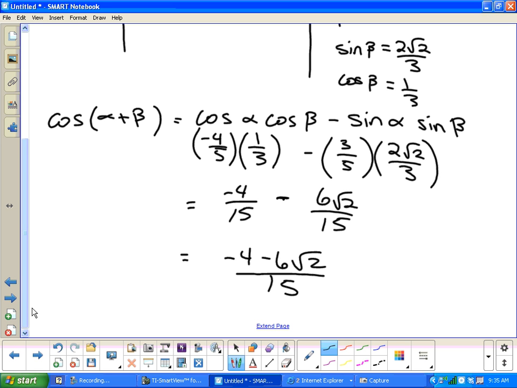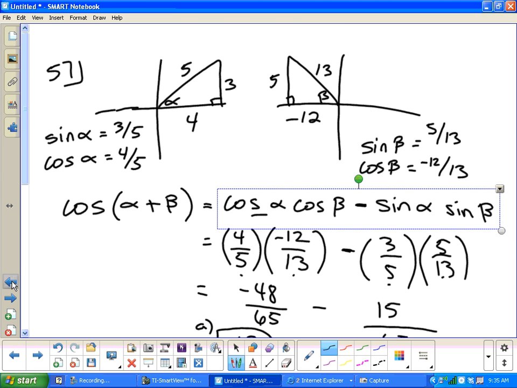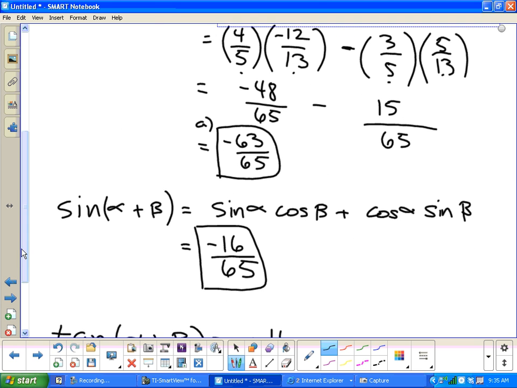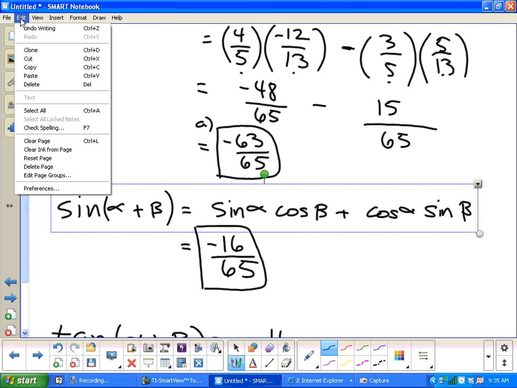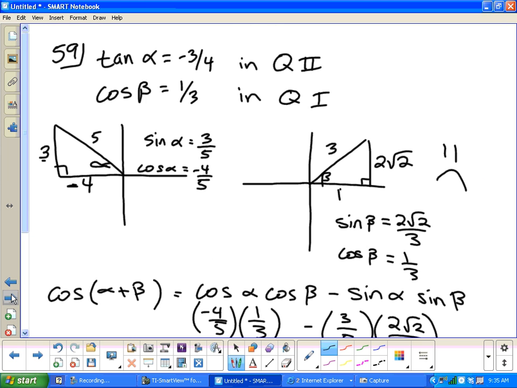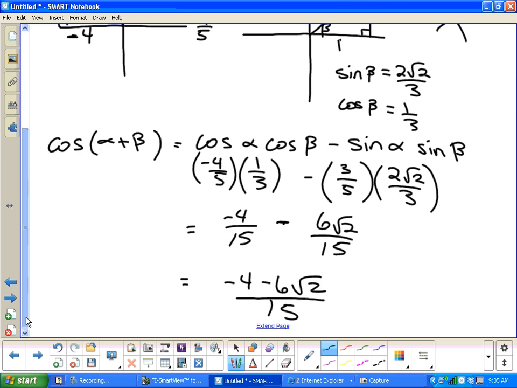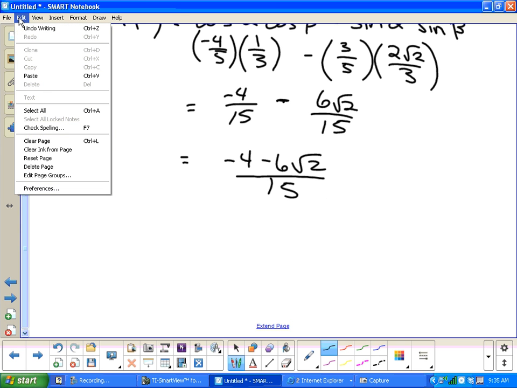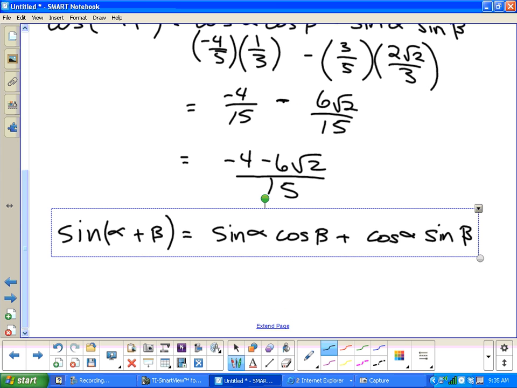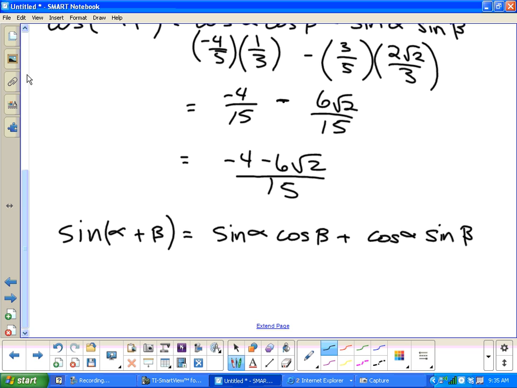Okay, now let's do the sine. Wait right after sine for me. I'm gonna write mine out too. See how fast I am? My fan's like a flat.